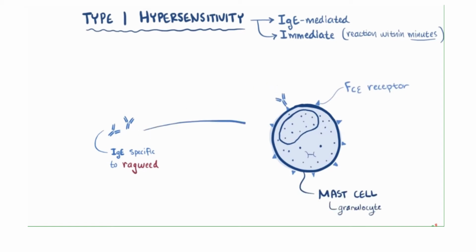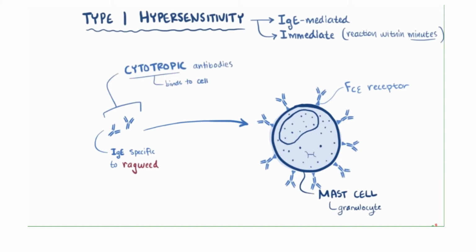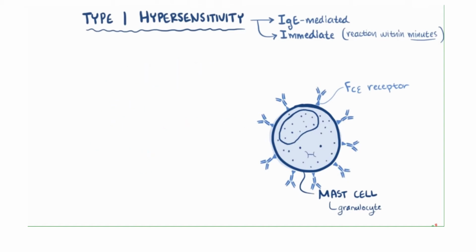So they quickly attach themselves to the surface of the mast cells. These antibodies are also called cytotropic antibodies, since they can bind to cell surfaces. At this point, it's like the mast cell's been geared up for combat, and is ready for action, and therefore we're finished with the sensitization phase.